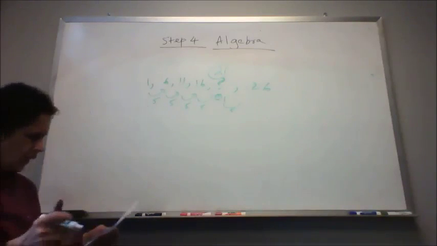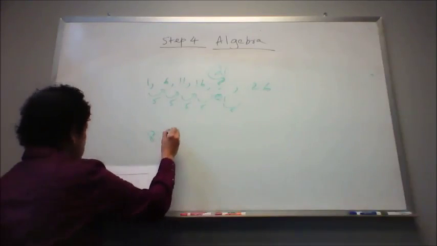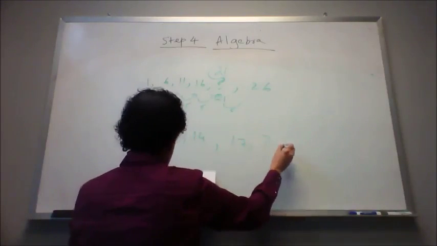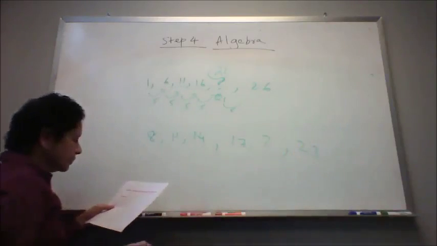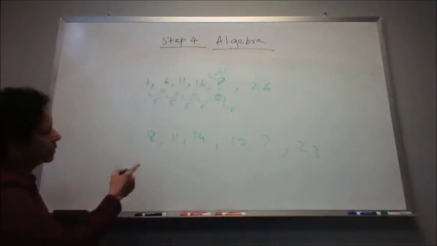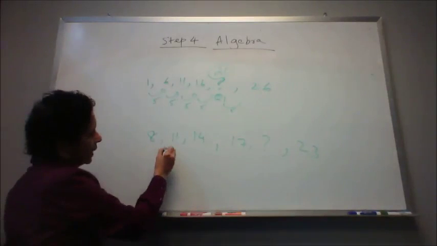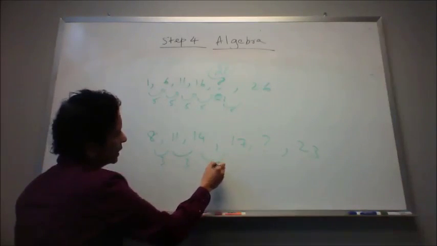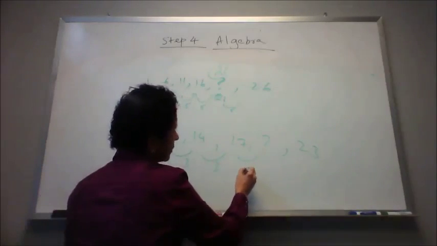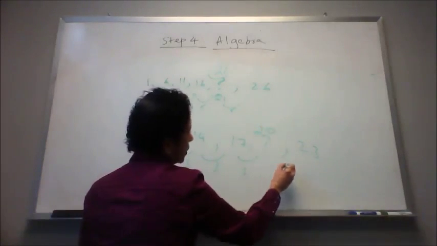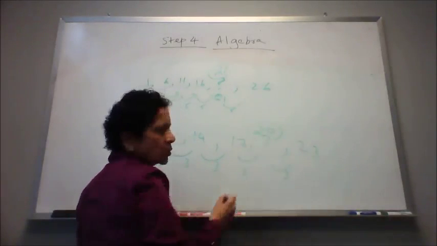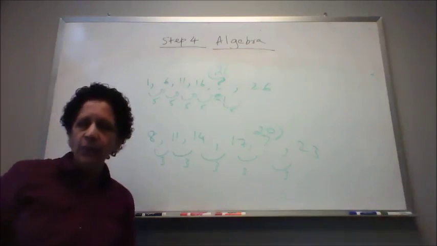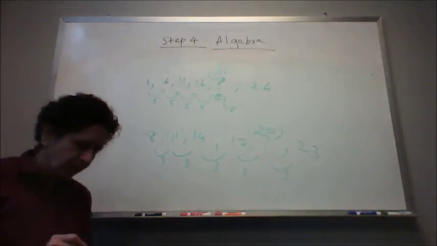And let's just do another one. Let's say we've got 8, 11, 14, 17, and then 23. Again, you look for the pattern: 8 plus 3 is 11, 11 plus 3 is 14, 14 plus 3 is 17, 17 plus 3 is 20, and then 20 plus 3 is 23, so the missing number is 20. These patterns are very easy for you to figure out, okay?